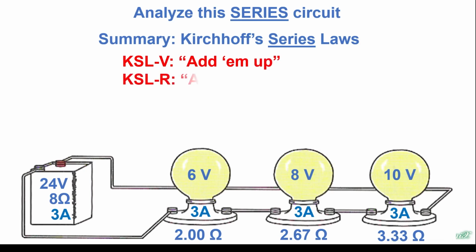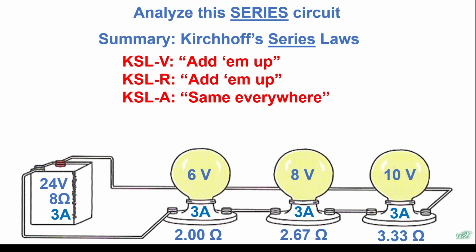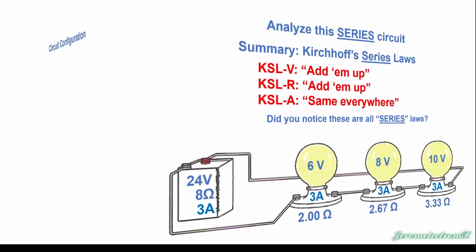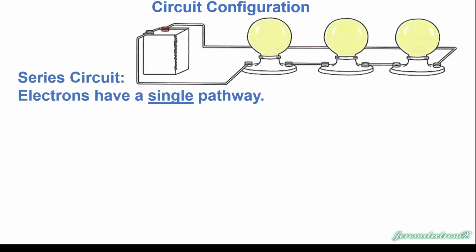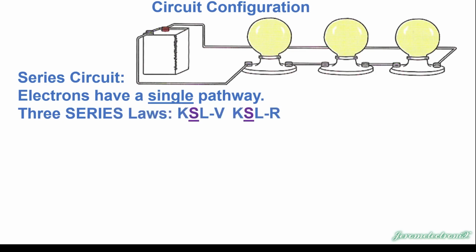KSLV, add them up. KSLR, add them up some more. And KSLA, that's not add them up. Same everywhere. If you know one, you know them all. Did you notice these are all series laws? In a series circuit, electrons have a single pathway. These three series laws: KSLV, KSLR, and KSLA.